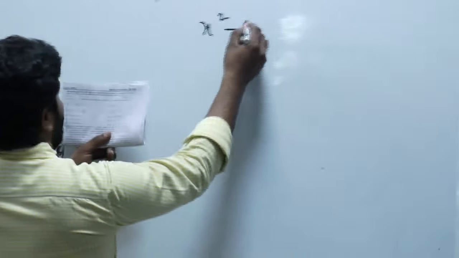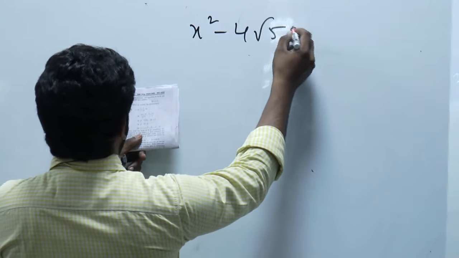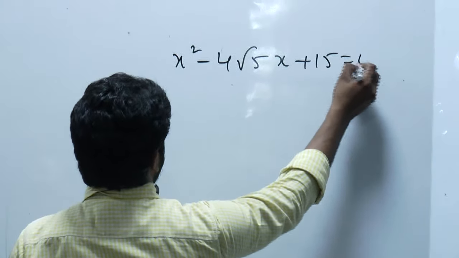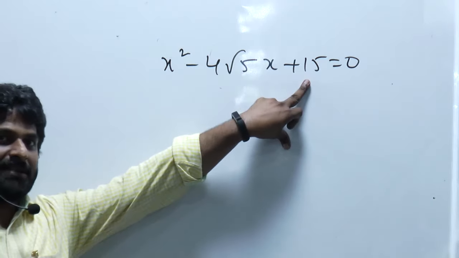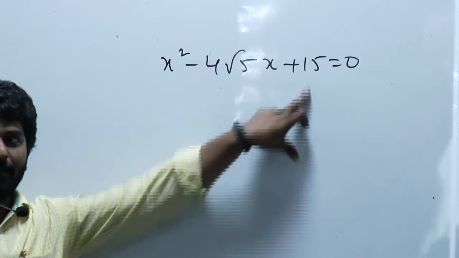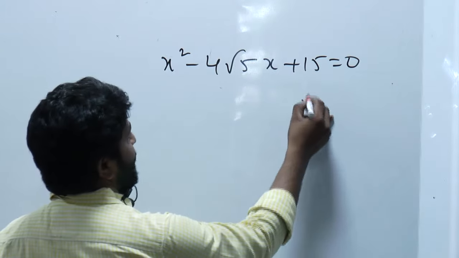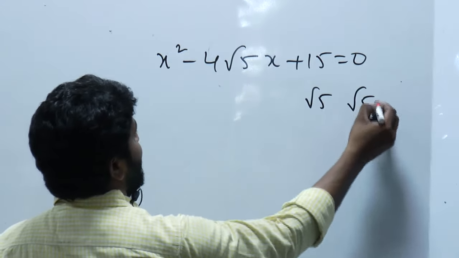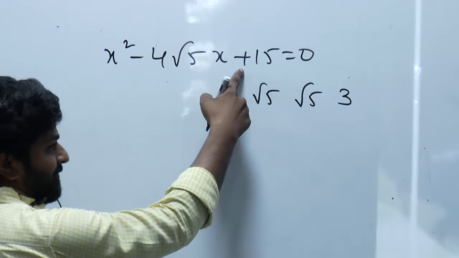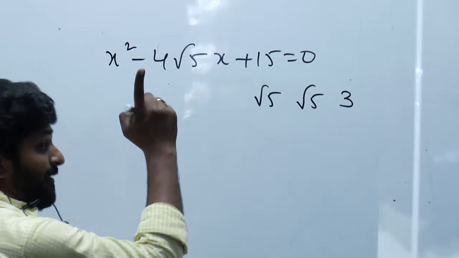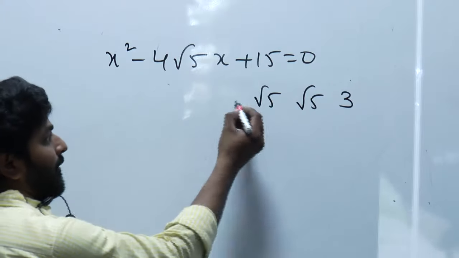Next, x square minus 4 root 5x plus 15 is equal to 0. You have root 5 here, try to identify this as a 5 multiple. 5 into 3, so root 5 into root 5 into 3. The product should be positive, the sum should be minus 4 root 5.